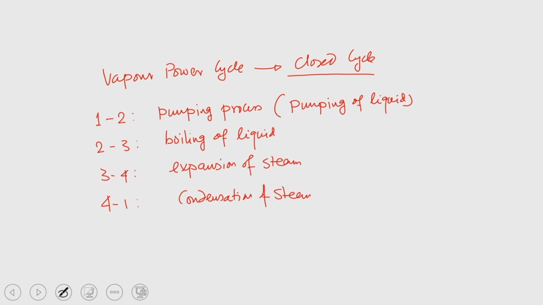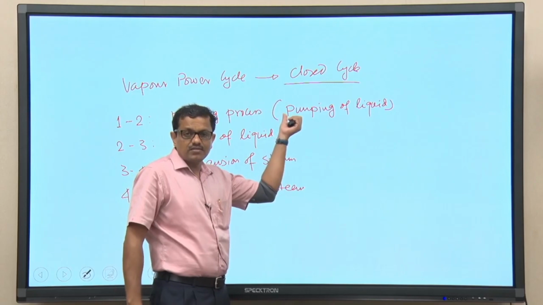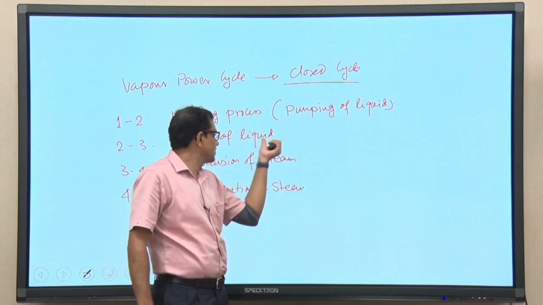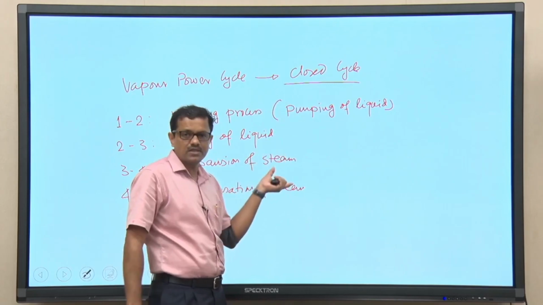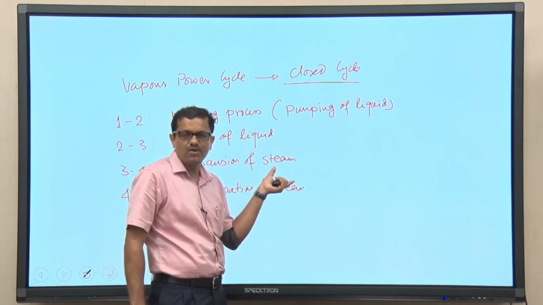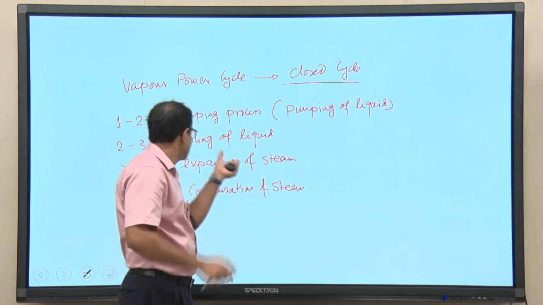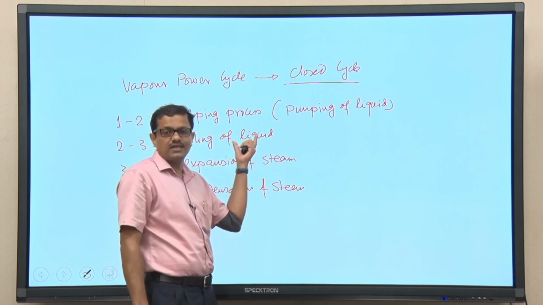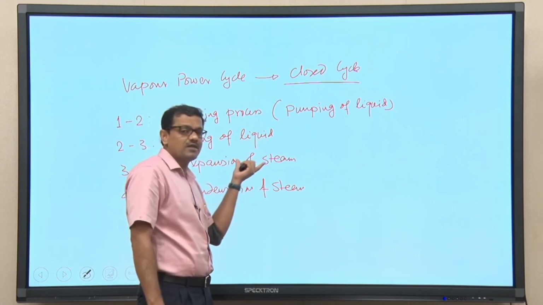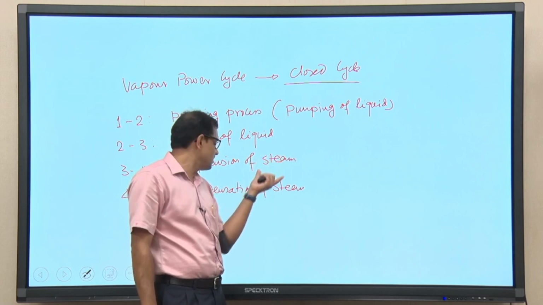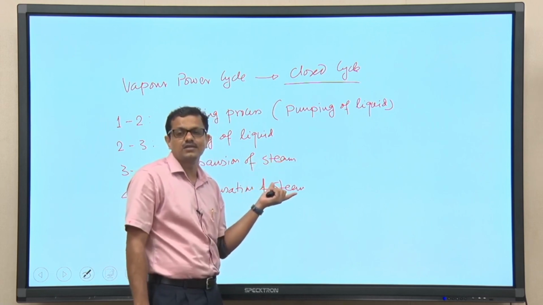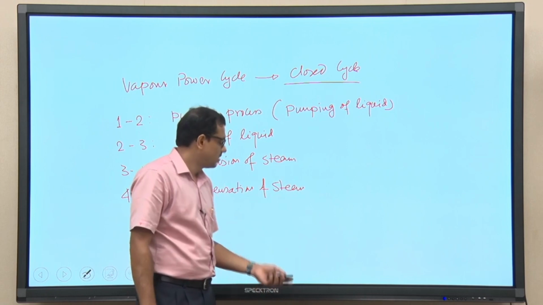I am not going to describe their thermodynamic names, but for the time being you can understand pumping, boiling, expansion and finally condensation. These are the mechanical names. Pumping process is a reversible adiabatic process, steady state steady flow. All the processes are considered to be steady state steady flow only for analysis purposes. Boiling of liquid is constant pressure heat addition inside the boiler. Expansion of steam is again reversible adiabatic expansion, and finally condensation of steam is constant pressure heat rejection.